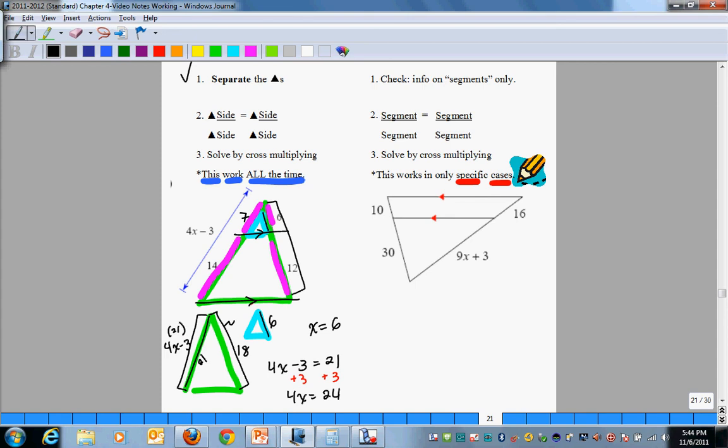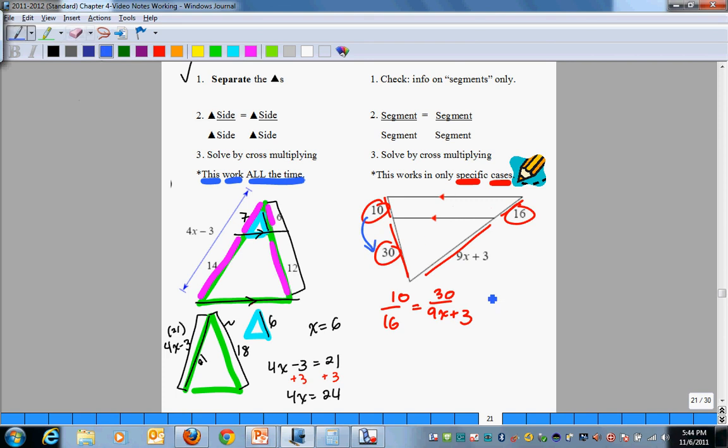Yes, it does fit. On the right-hand side, if your information is limited to the segments only, the segments meaning the pieces of the two sides which are not parallel, you can go segment over segment equals segment over segment and cross multiply. Let me show you that there are actually several ways we can do this. We can go 10 over 16 equals 30 over 9x plus 3. Or we could go this way.